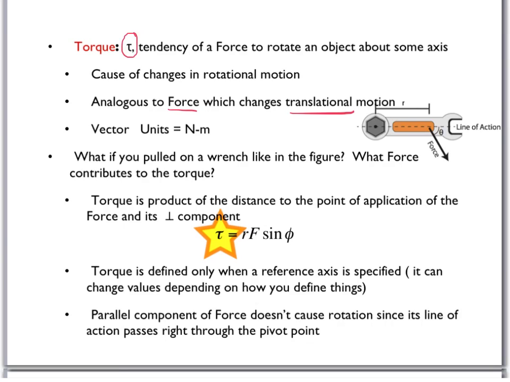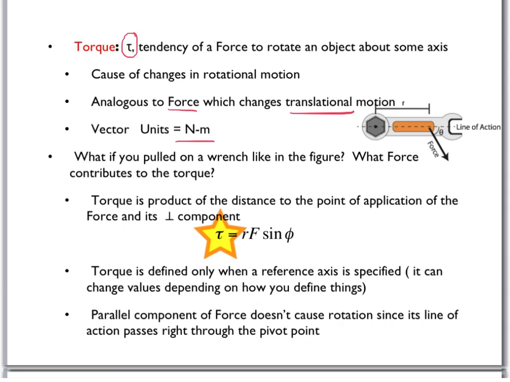It requires a torque to change the rotational status of any object. Torques will start rotation, torques will stop rotation. And it is a vector. The units for it are the Newton meter. So we're going to see that it is a combination of both a force and a lever arm, or a distance that would be measured in meters.